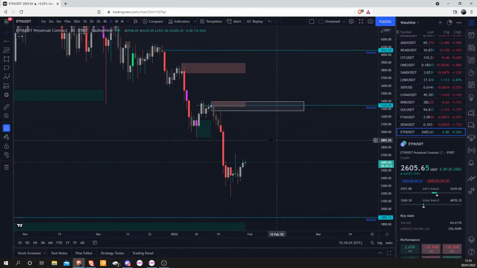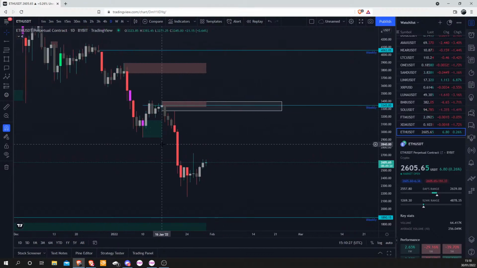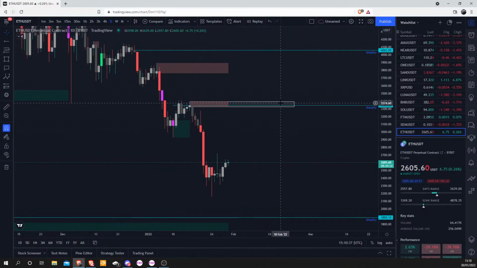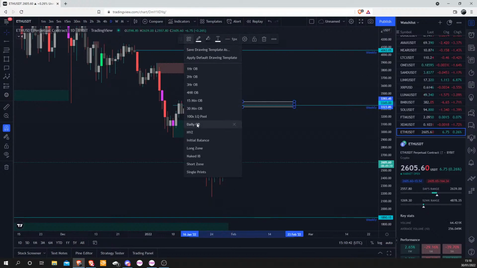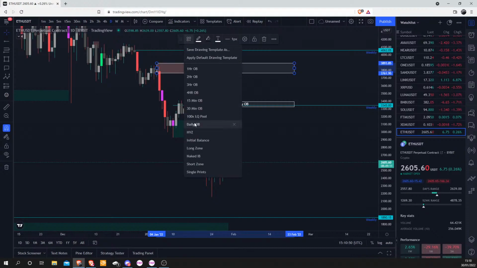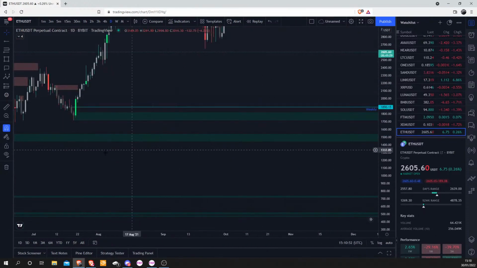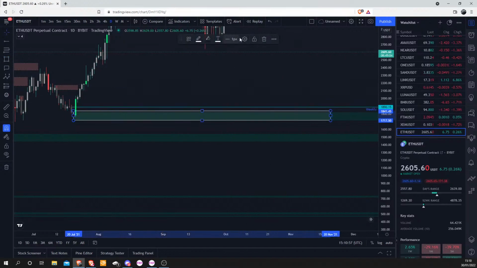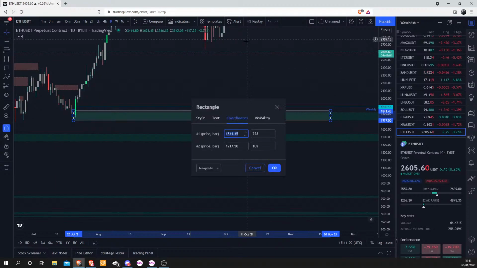So my only worry, that's been tapped in at 3271.25, 3272. Okay, we'll go with the indicator. Daily OBs. Daily OBs. Catch the front run. Daily OB.